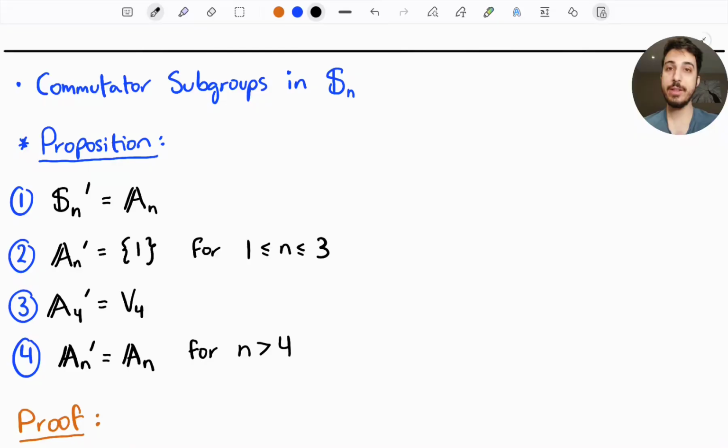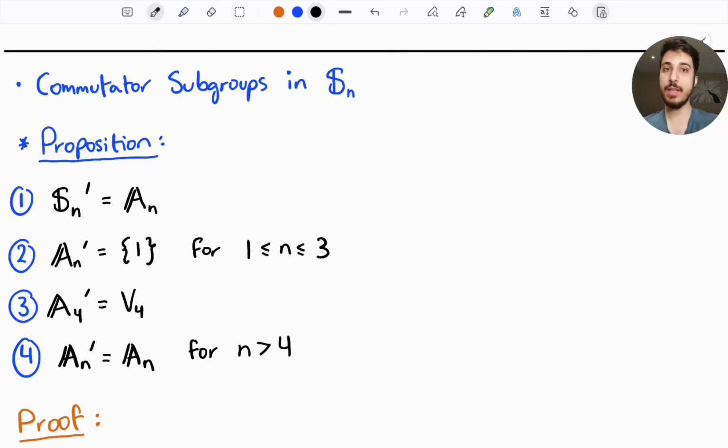Now that we have defined the commutator subgroup, it is time to put it to use in knowing what is the commutator subgroup of the symmetric group and of the alternating group, Sn and An respectively. This proposition will give us exactly that.